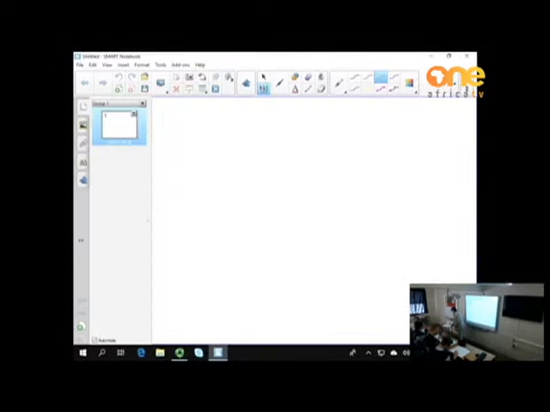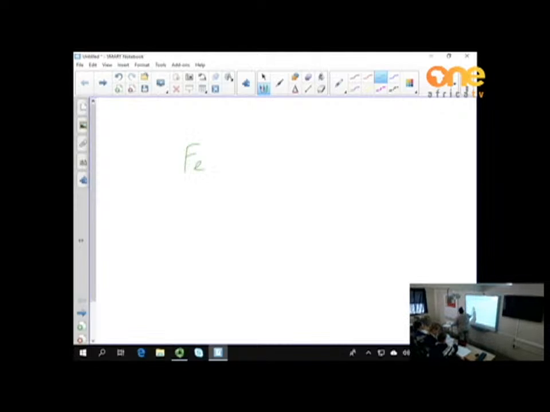The first question says, how many protons and neutrons are there in the nuclei of the following isotopes? Iron, 56 26. Iron is 56. 26 protons. 56 minus 26 is going to equal 30 neutrons.